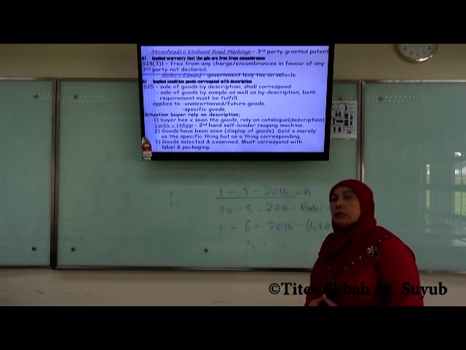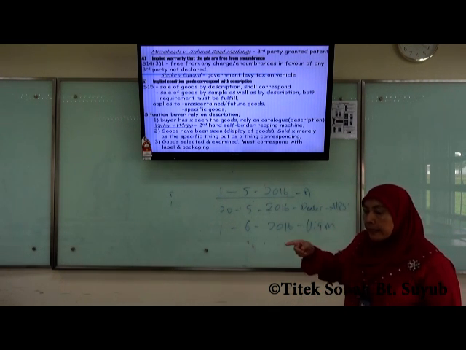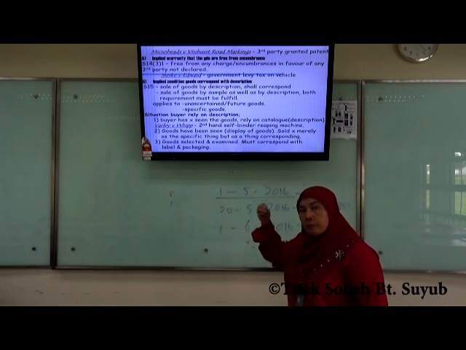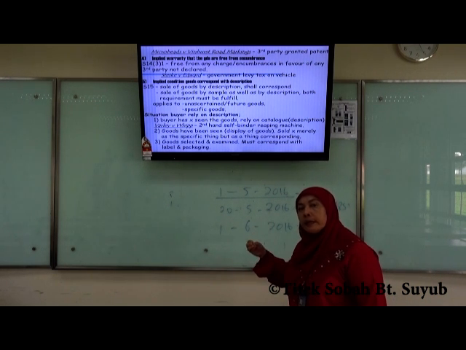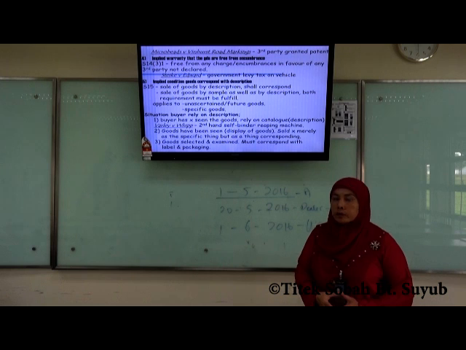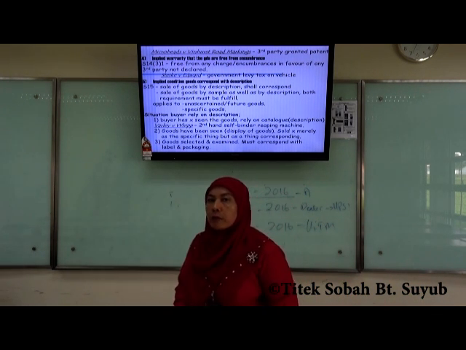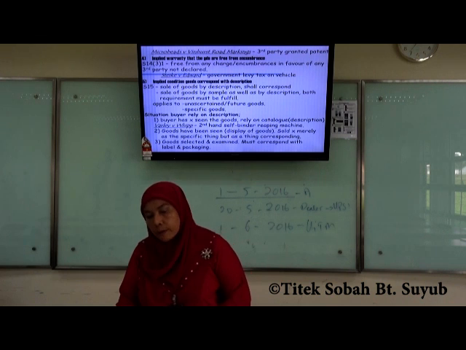Number 5, this is an implied condition. This is a condition. So meaning, if this has been breached, what can be done by the buyer? The buyer can sue, and the buyer can set aside the contract. Implied condition that the goods have to correspond with the description.